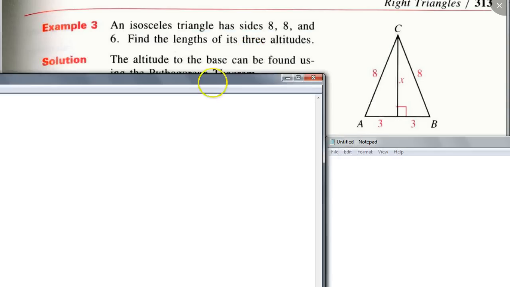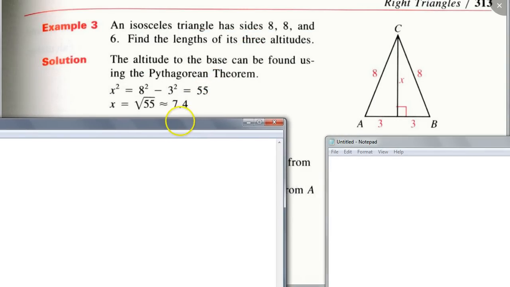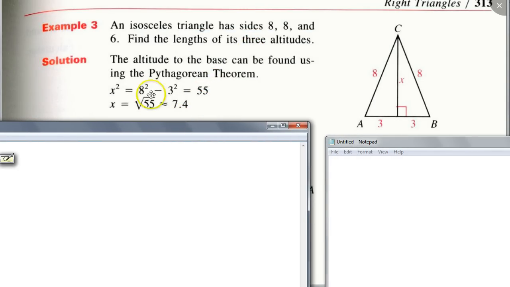So when you do, you simply get square root of 55, which is the exact answer. And approximately, when you punch this into your calculator, it's about 7.4. Is that okay? So we got one. But is that all they wanted? No, they want the other altitudes. Well, what would the other altitudes look like?